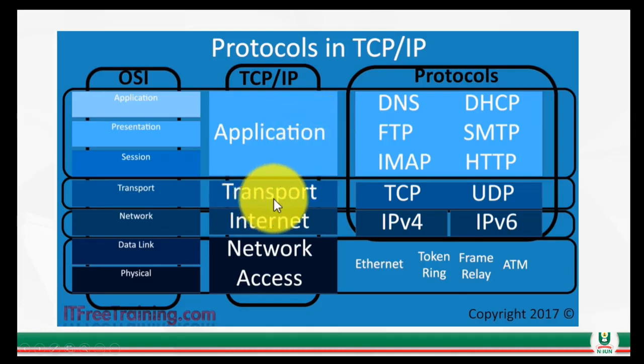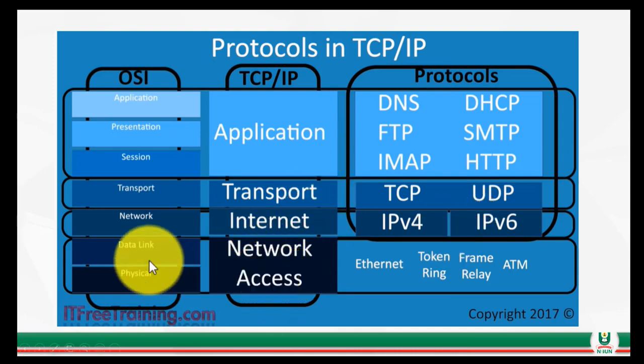Then you have, of course, the transport layer where you have TCP and UDP. On the internet layer, you have, as you know, IPv4 and IPv6. So V means the version, IP version 4 and IP version 6. So every system connected to the internet has a form of IP address, which could be version 4 or version 6. The network access layer, which combines the data link and physical, you have protocols such as Ethernet, token ring, frame relay, and ATM.